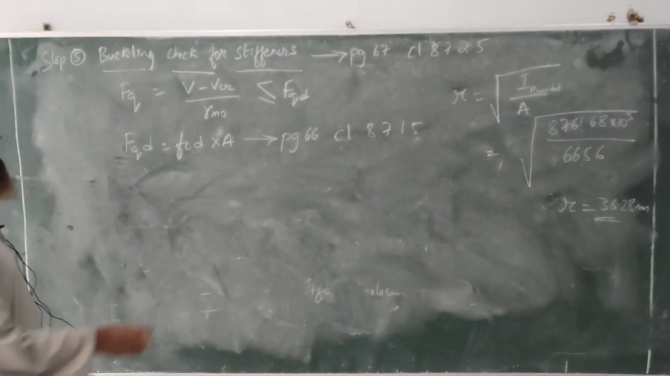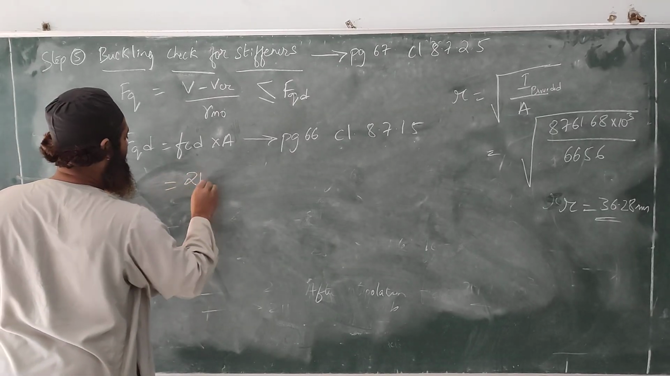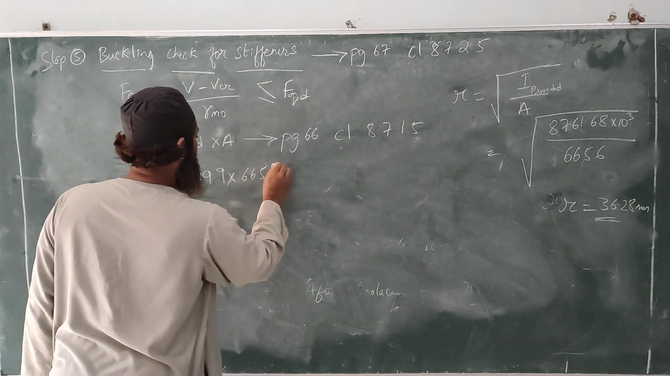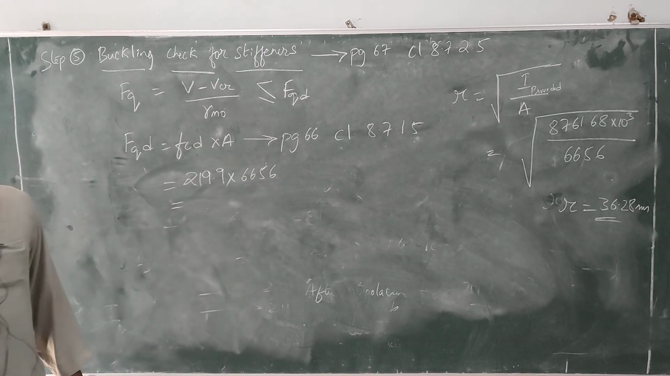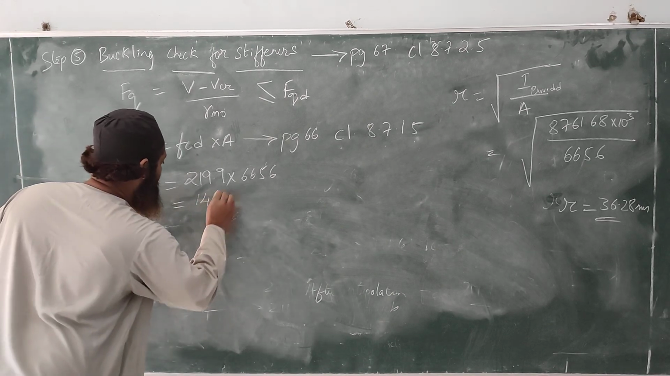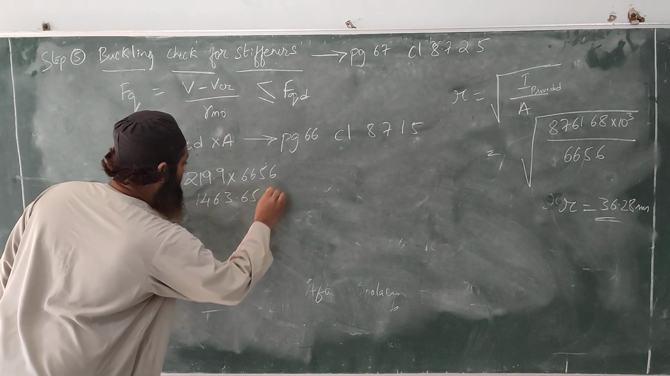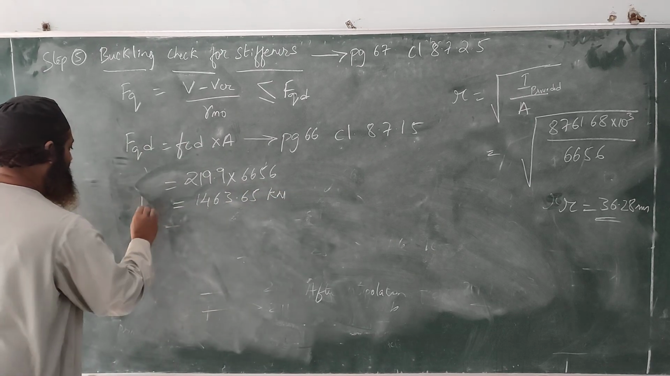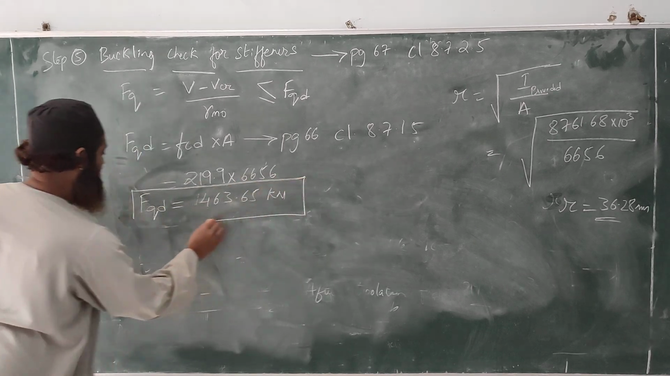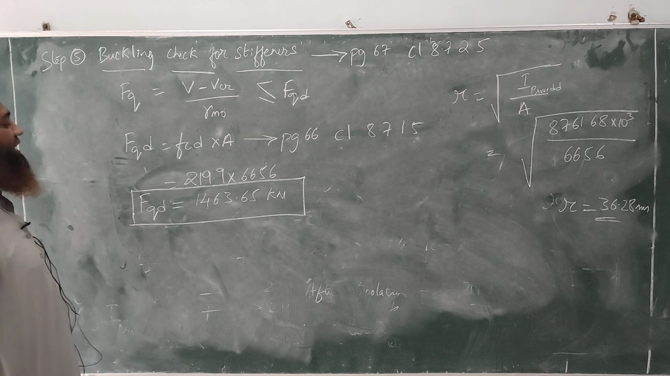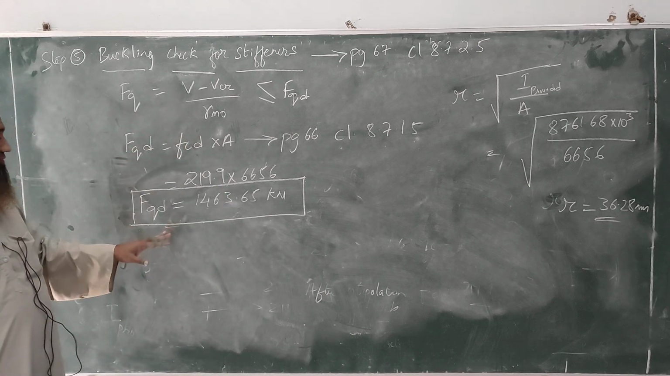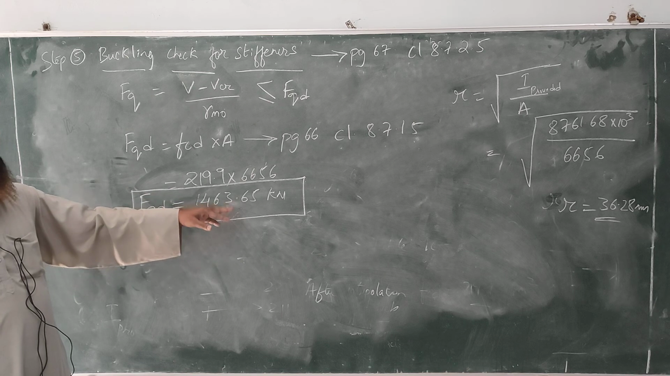Let us substitute these values here. fcd is 219.9 into the area, which we had got as 6656. So the Fqd value I am getting is 1463.65 kilonewton. So this is the Fqd value, how I have substituted and calculated, fcd and A. I have got Fqd as 1463.65.